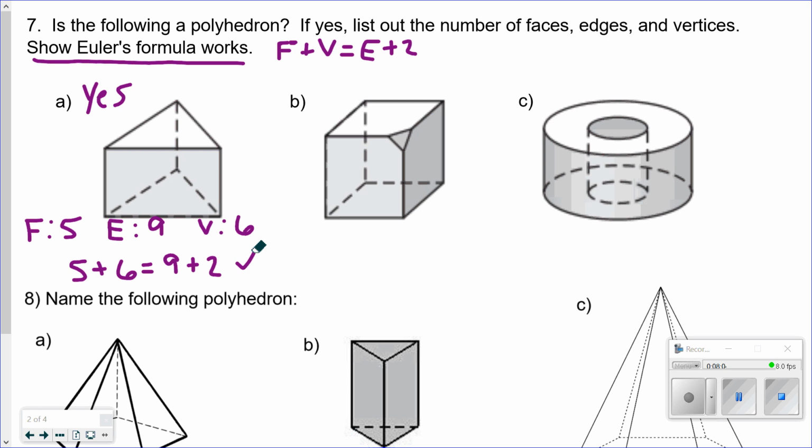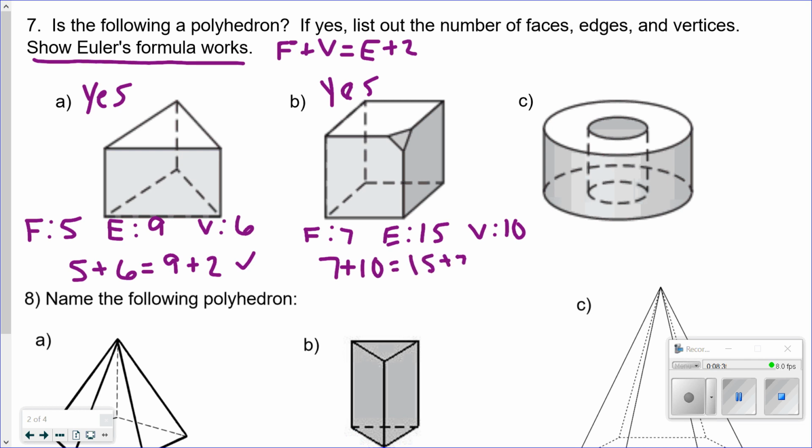Let's look at B here. Is this a polyhedron? Yes or no? It is. All the faces are polygons. So yes. So let's find the number of faces, edges, and vertices. So there are 7 faces here, 15 edges, and 10 vertices. All right, so next I'm going to use Euler's formula to see if this all matches up. So is 7 plus 10 equal to 15 plus 2? And it is, so we know we are correct.